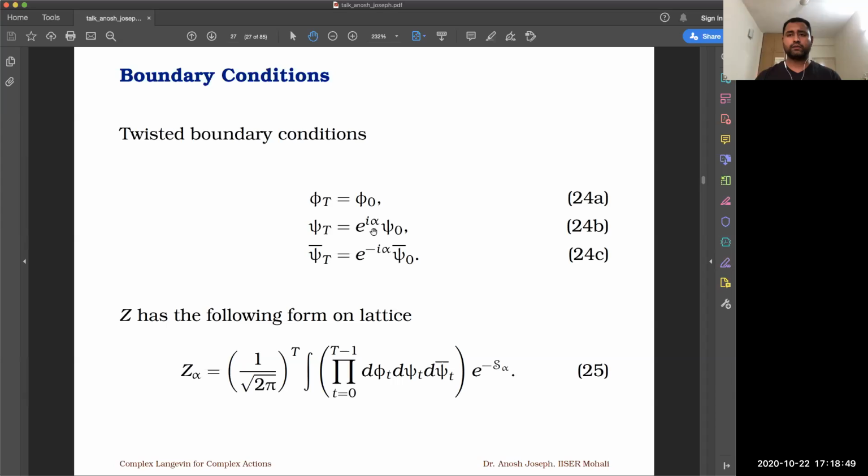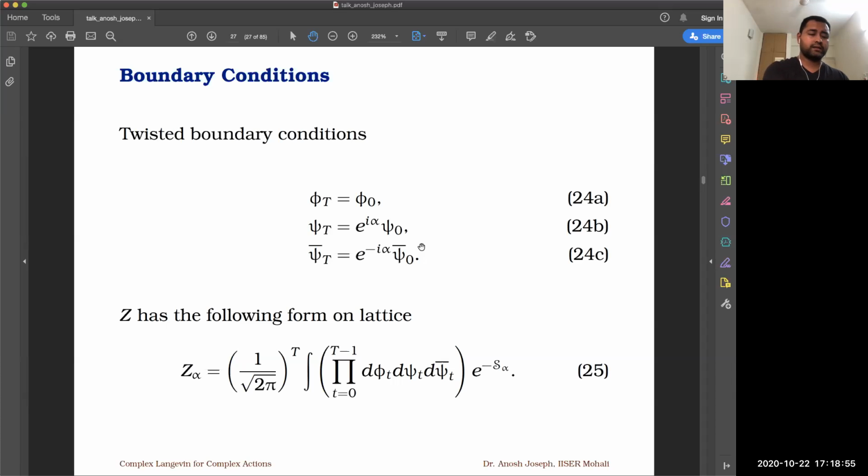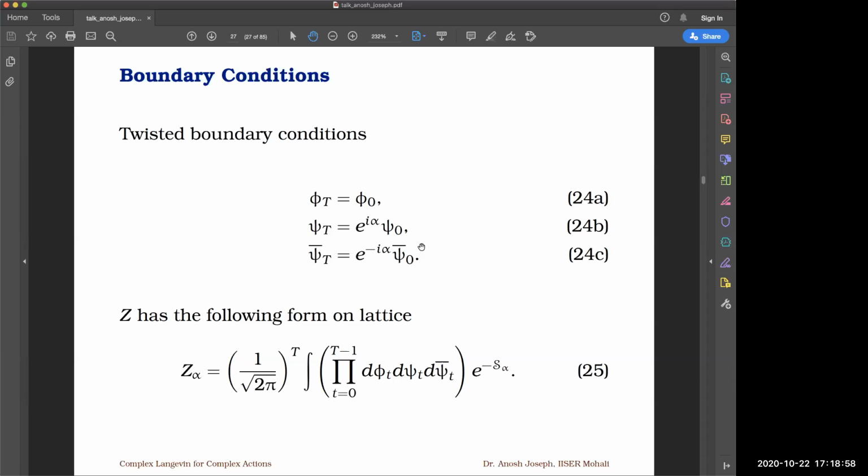Sorry, Anosh. Yes. Sorry, a naive question. When supersymmetry is broken, is some particular type of breaking required for Z to vanish?